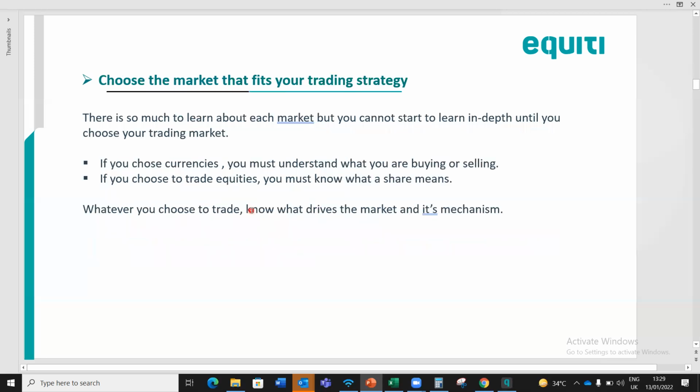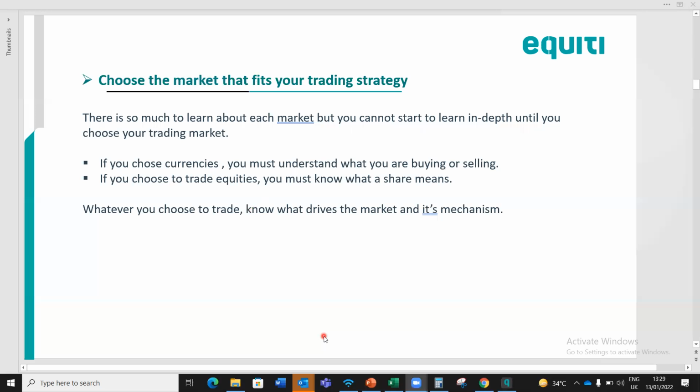The next is choose the market that fits your trading strategy. Choose the market that fits your trading strategy. Not every asset fits your trading strategy.